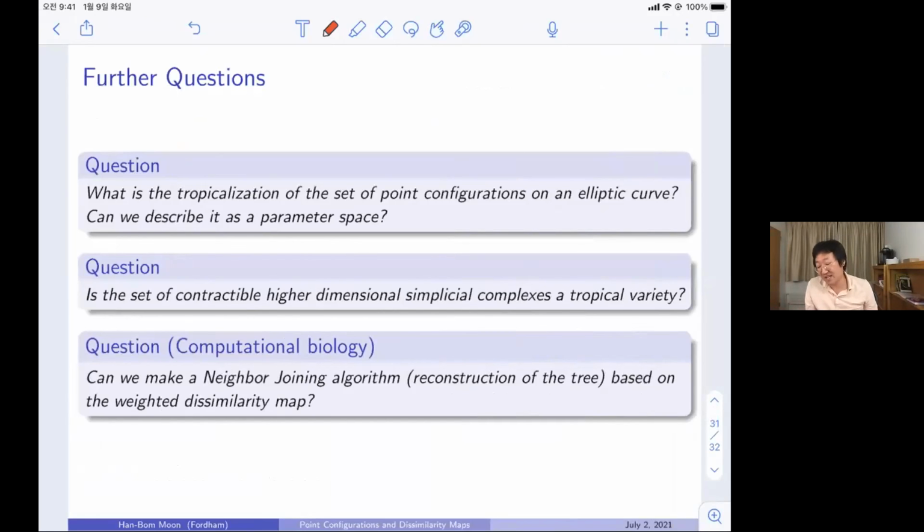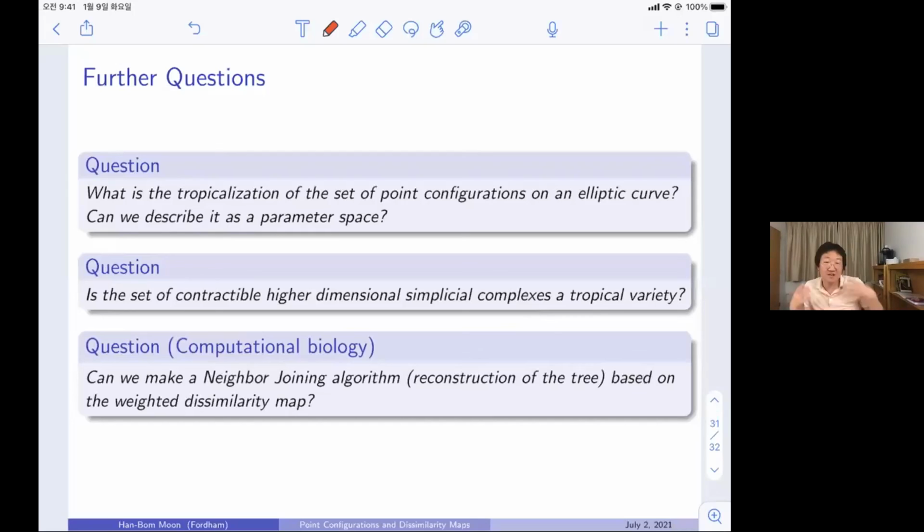So we investigated the genus 0 case. The next example is the elliptic curve. For a planar elliptic curve, what is the tropicalization of the set of point configurations on an elliptic curve? Can we describe it as a moduli space, as a parameter space? This is one possible question.